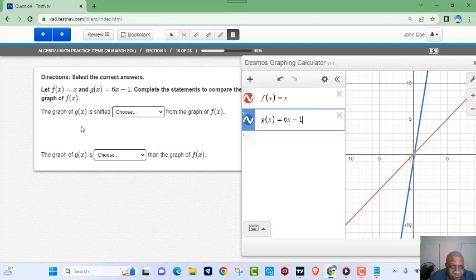So the graph of g of x is shifted, what are our answer choices? Up or down? Well, up, yeah, because here is the original graph, and then this one, see that 6, it's shifted up. The graph of g of x is steeper or less steep? Well, of course, yeah, it's steeper. Since we shifted it up, it's much steeper than f of x equals x. So we have up and we have steeper. Yep, that's that one. Let's move on to the next question.